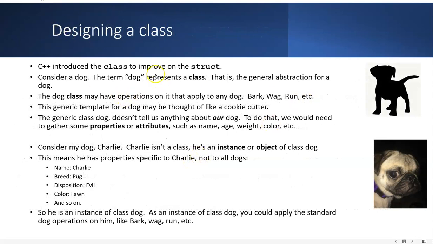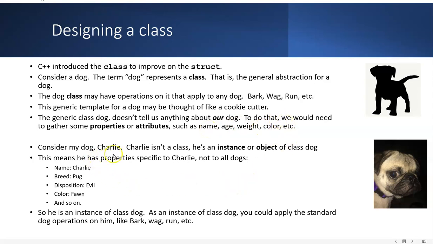C++ introduced the class to improve on the struct. Consider a dog. The term dog represents a class. That is the general abstraction for a dog. The dog class may have operations on it that apply to any dog: bark, wag, run, etc. This is our dog class. Notice it's non-specific. This generic template may be thought of like a cookie cutter. The generic class doesn't tell us anything about our dog. To do that, we would need to gather some properties or attributes such as name, age, weight, etc.